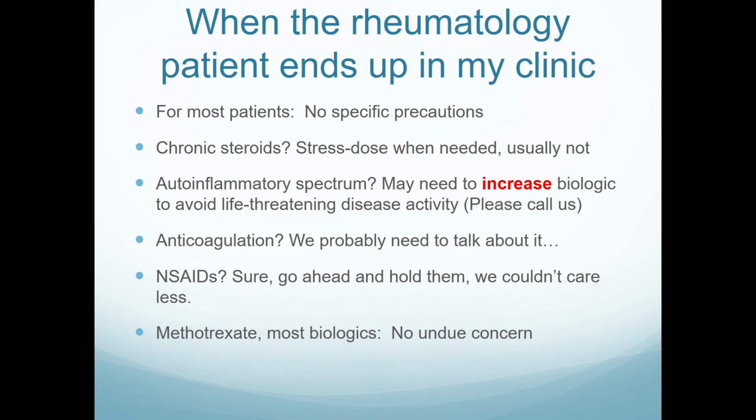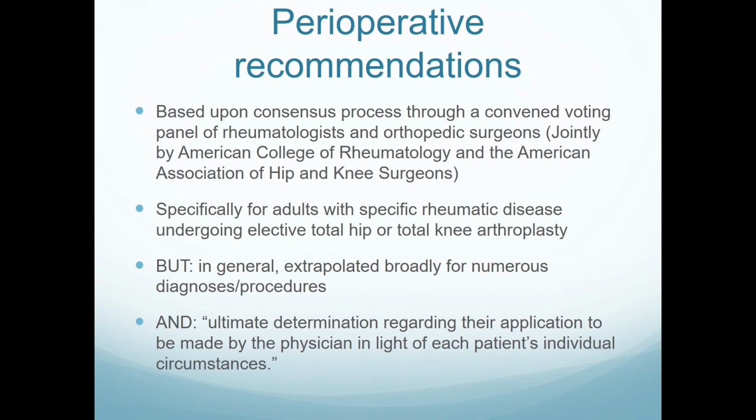What if they're on anticoagulation? Well, that's complicated, right? Because if they're on aspirin because of one blood test that they had 3 years ago, we can probably hold it. Whereas if they're a lupus patient that's had 4 clots, they're probably going to need a heparin bridge, and so that's a little bit more complicated. What about anti-inflammatories? Sure, hold them, we don't care. Methotrexate, most biologics, no undue concern, which brings up the specific perioperative recommendations.